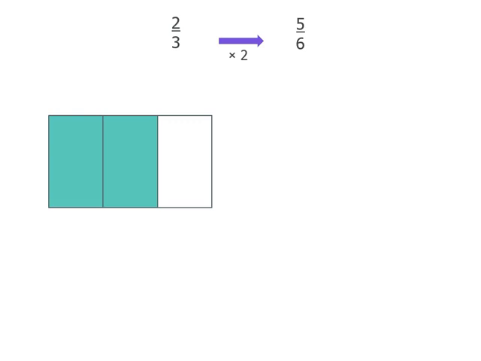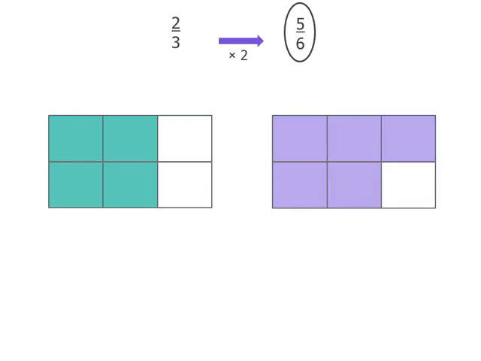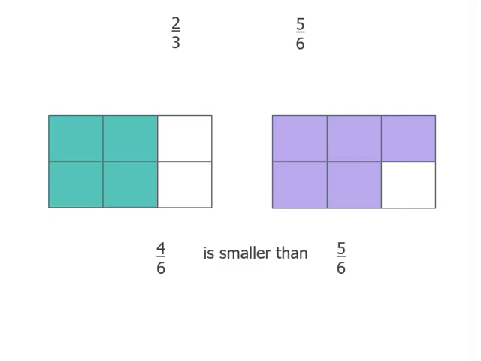So each of our thirds is going to be split into 2 pieces. We've still got the same value, but it looks like we've got 4 shaded parts out of 6 now. And our other fraction is 5 shaded parts out of 6. So we can see that 4/6 is smaller than 5/6. And remember, our original question was 2/3. Well, 4/6 is the same as 2/3, so we also know that 2/3 is smaller than 5/6.